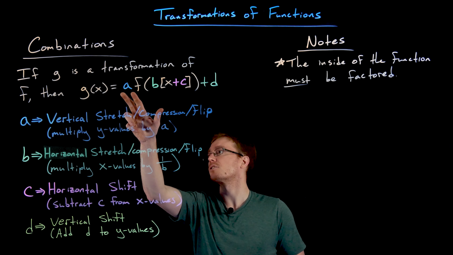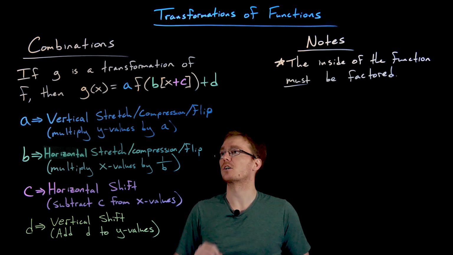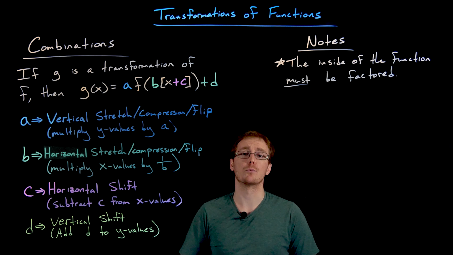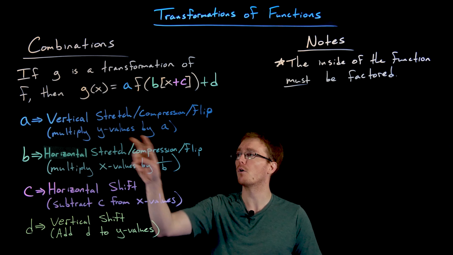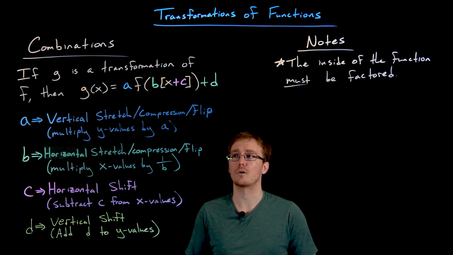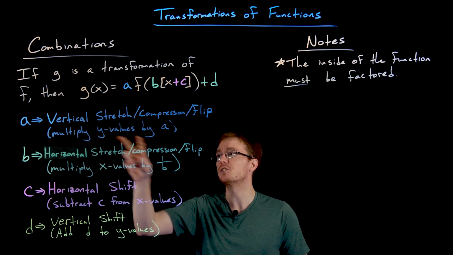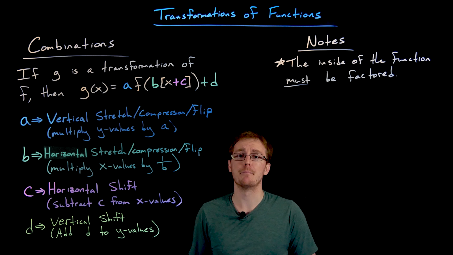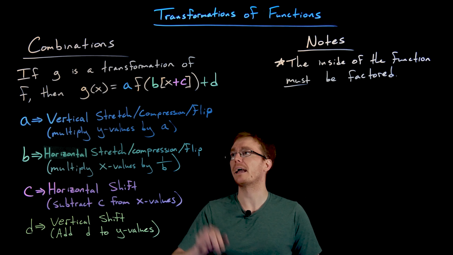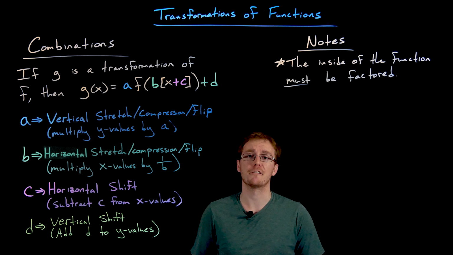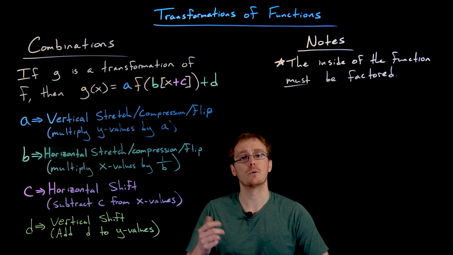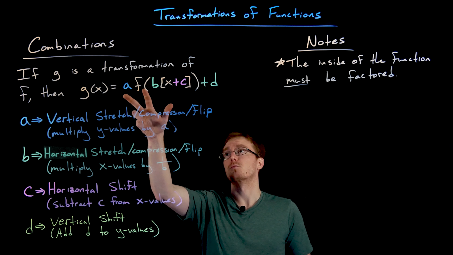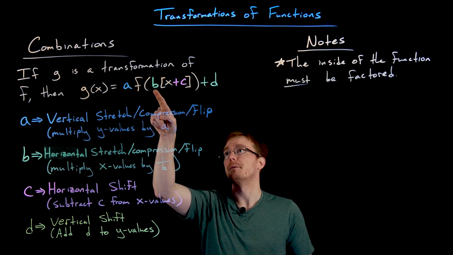So a is our outside factor, and we know that that is going to correspond to a vertical stretch, compression, or flip of our original function f. And the way we perform a vertical stretch, compression, or flip is just by taking the original y values from points on the graph of f and multiplying them by that number a. We call a our stretch or compression factor, and if a is negative, we also have a flip in the mix as well.